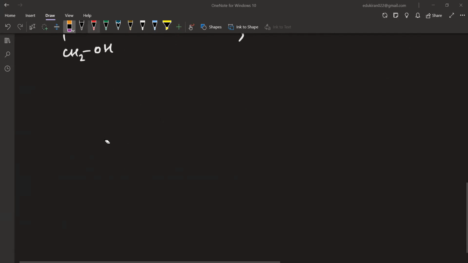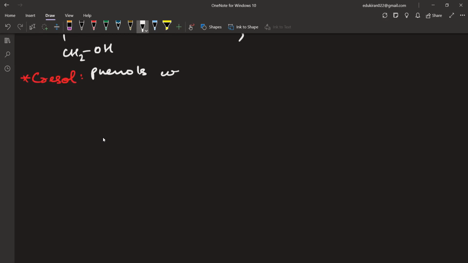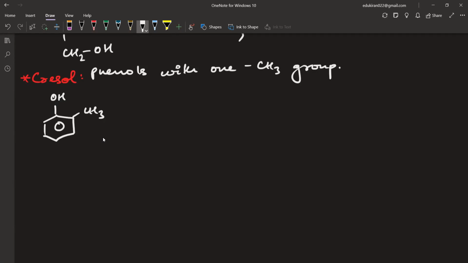Next is an important compound which is known as cresol. What are cresols? Cresols are phenols with 1 CH3 group. Okay. So you can have OH and CH3. Now, when the CH3 is in the ortho position, it is known as o-cresol. That means ortho-cresol.